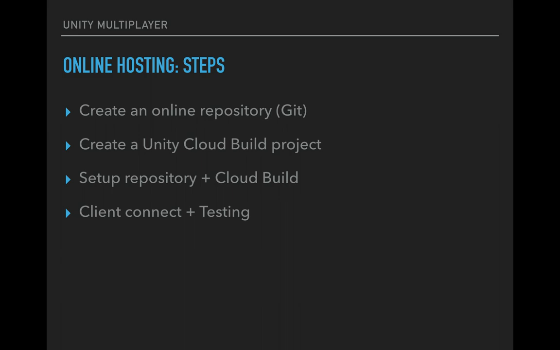And then we'll create a project on the Unity Cloud project build. And then we will set up the repo and the cloud build so that they can talk to each other. And then we will connect with our own client and we will test the game. All right, let's do this.